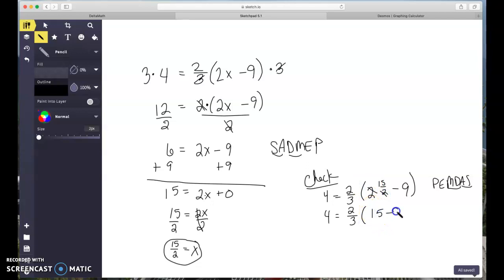Hey, 2 divided by 2, that works out nicely. So I have 15 minus 9. So 15 minus 9, that gives me 4. Nope, 6. Sorry about that. This should actually be the number 6. I'm going to rewrite it over here. 4 equals 2/3 times 6.